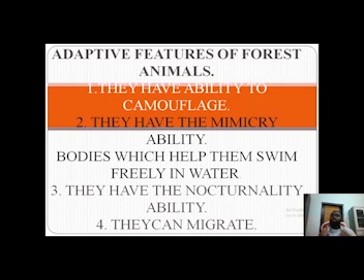Remember, in number 1, they have the ability to camouflage, so that a bigger animal will not see them. They are hiding from a bigger animal. So they will camouflage to fit into the surrounding of that place. They will change their color so that that bigger animal will not notice them. But number 2, they are no more hiding. They have the ability to mimic.